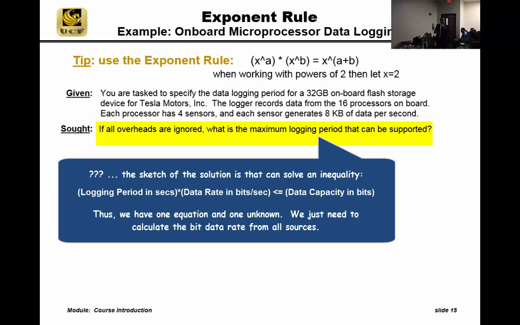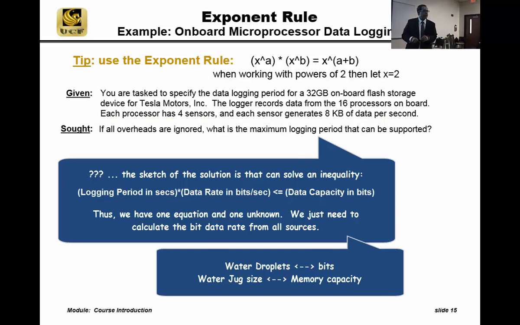I like the water analogy for electrical and computer engineering. It's very ironic because electricity and water don't mix, but whether you're an electrical engineer working with current and voltage, or a computer engineer talking about capacities and data rates, it's like water filling a container, right? The data rate is the rate of the fluid flowing through the hose that's filling up the container. The container in this case is the onboard flash, and this is the data rate. So we've got to calculate the data rate.